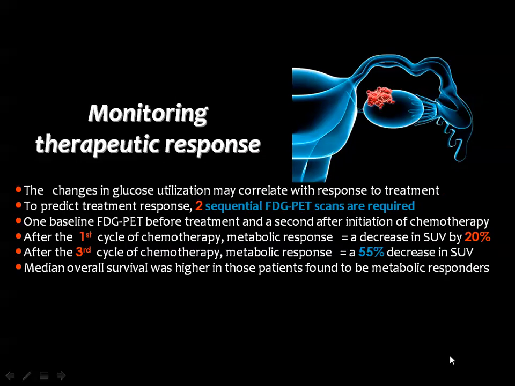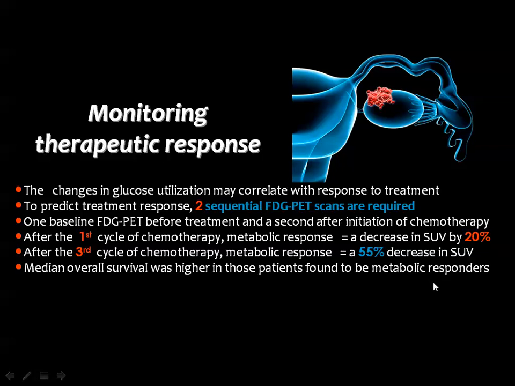Then monitoring the therapeutic response, and this is under study, not yet confirmed. Many times you want to know that the chemotherapy you are giving to the patient is effective or not. After one or two sessions of chemotherapy, you may have a follow-up study by CT or by MR to see the response of the lesion.